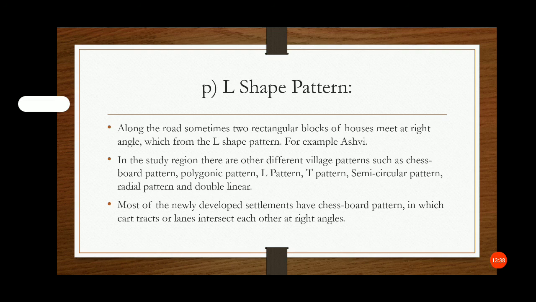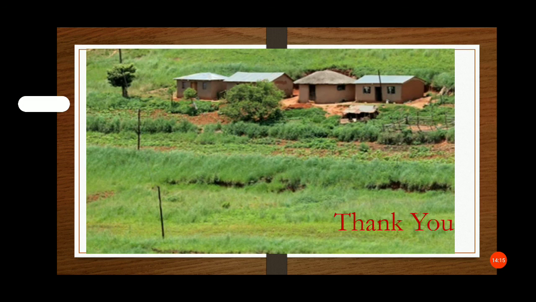In specific regions, there are other different village patterns such as broad pattern, polygonic pattern, L pattern, T pattern, semicircular pattern, radial pattern, and double linear. Most of the newly developed settlements have a chessboard pattern in which cart tracks or lanes intersect each other at right angles.